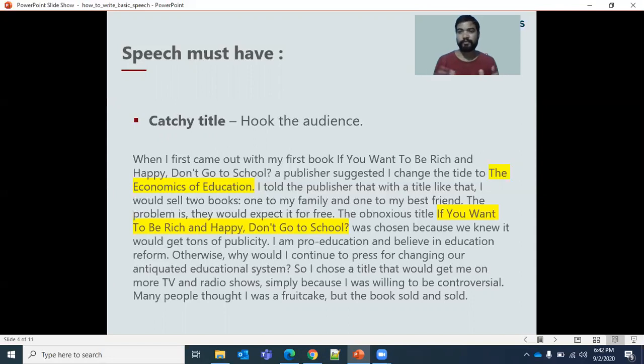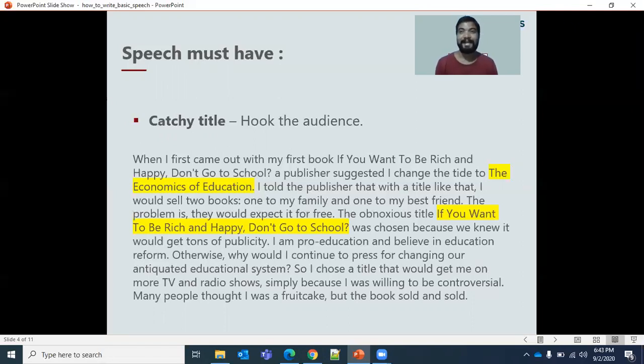Suppose you went to a library and you see two books placed there. One is The Economics of Education and the second one is If You Want to Be Rich and Happy. So which one will you pick? I think I will pick the second one, and 80% of people will pick the second one, and only the very studious will go with the first one. So that is the power of a catchy title.